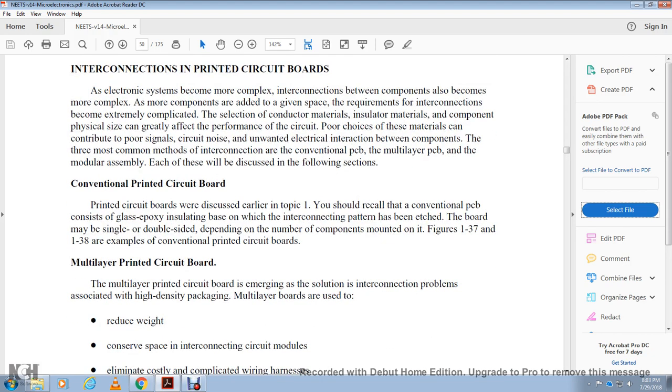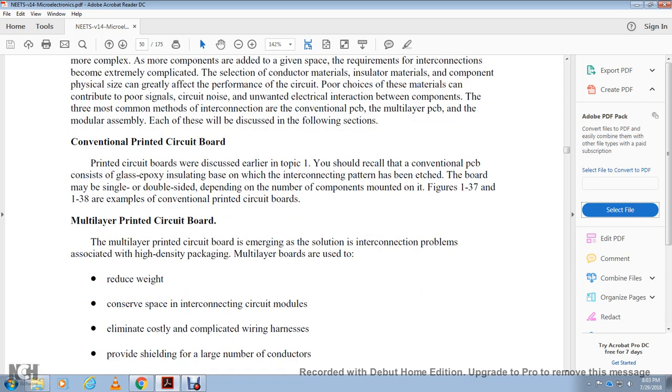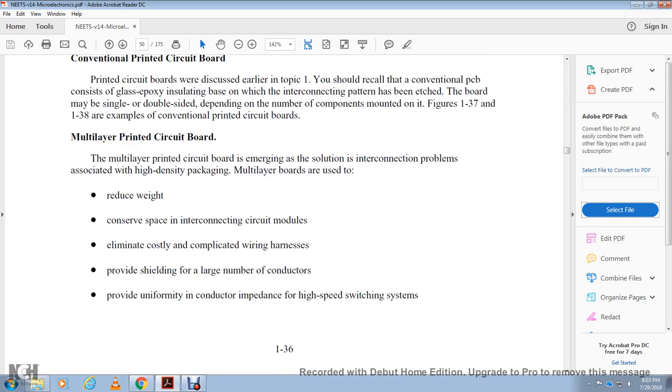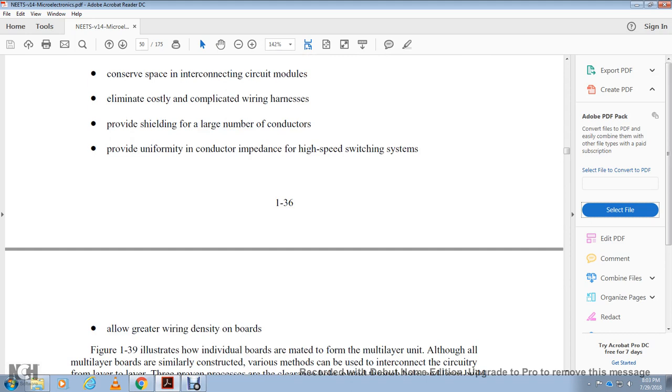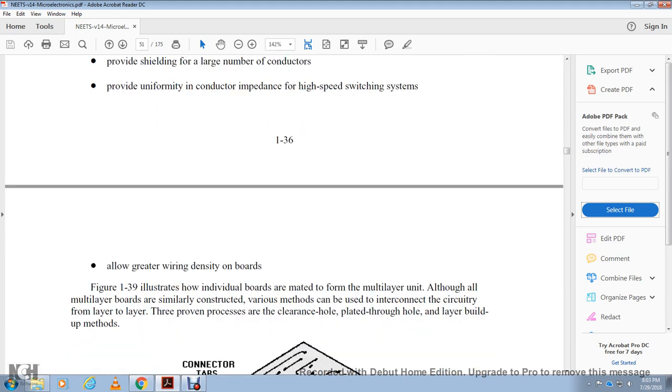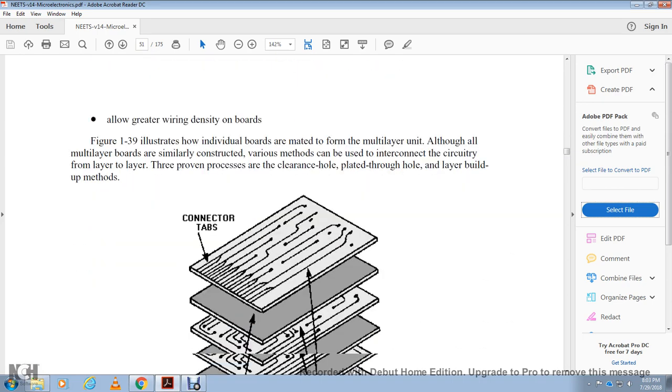Multi-layer printed circuit board. The multi-layer printed circuit board is an emerging solution for the interconnection problems associated with higher density packaging. The multi-layer achieves reduced weight and space interconnecting circuit modules, eliminating complicated wiring harnesses, and provides shielding for the large number of conductors. It provides uniform conductor impedance for high-speed switching systems, and a lot greater wire and board density. Figure 139 shows the individual boards mated to form the multi-layer unit. Although the multi-layer boards are similarly constructed, there are various methods for interconnecting the circuit from layer to layer. The process involves the clearance hole being placed and then plated through the hole, and layer build-up methods. Connection tabs.